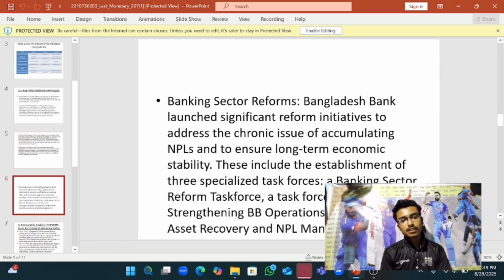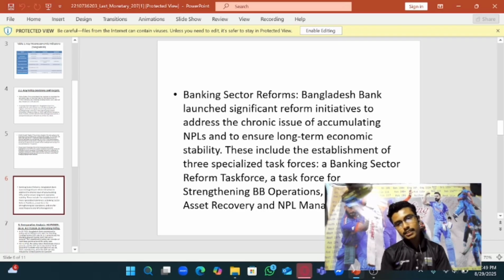Okay, next slide: the banking sector. Banking sector reforms. Recently, we know Padma and Exim Bank merged, totally because of a financial crisis. I should also mention this in my assignment. Bangladesh Bank launched significant reform initiatives to address chronic issues and accumulating NPLs and ensure long-term economic stability. This includes the establishment of a banking sector reform task force and the task force system for BB operations. BB operations means Bangladesh Bank operations, including asset recovery and NPL management.